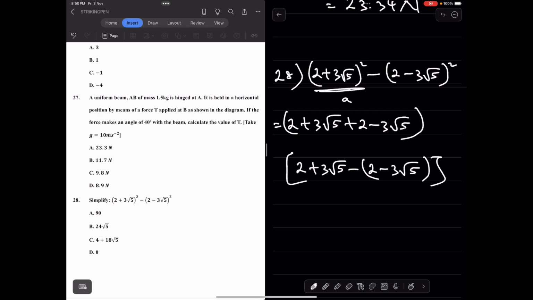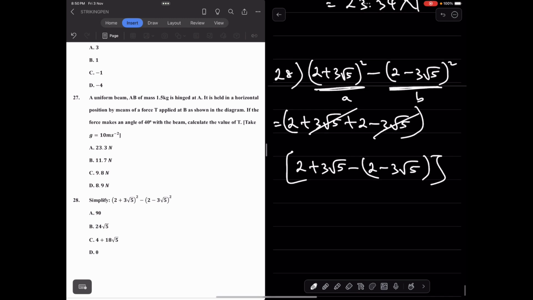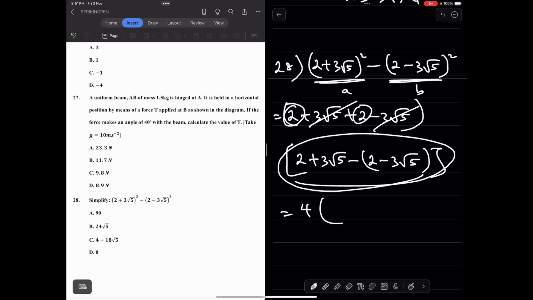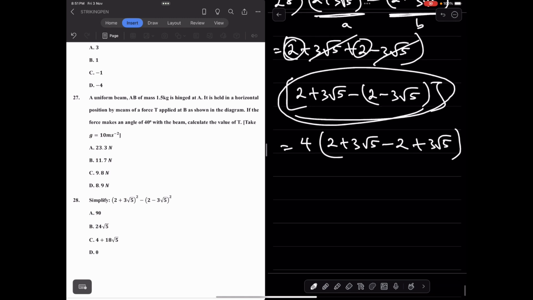If this is A and this is B, the whole of this is a difference of two squares. So the result will be A plus B, which is this plus this, times A minus B. That's what we're doing. We just simplify and then we have the answer. So let's go. 3 root 5 minus 3 root 5 is 0, and 2 plus 2 is 4. So that's equal to 4 times, let me open this bracket. If I do that, I'm going to have 2 plus 3 root 5 minus 2 plus 3 root 5.